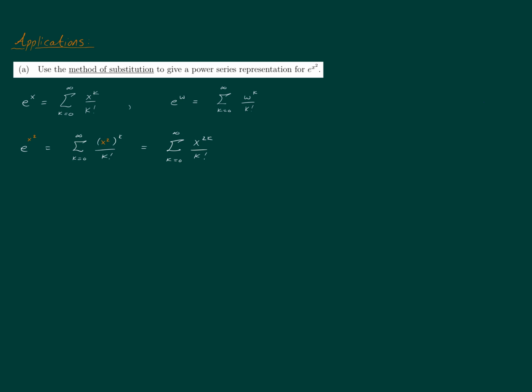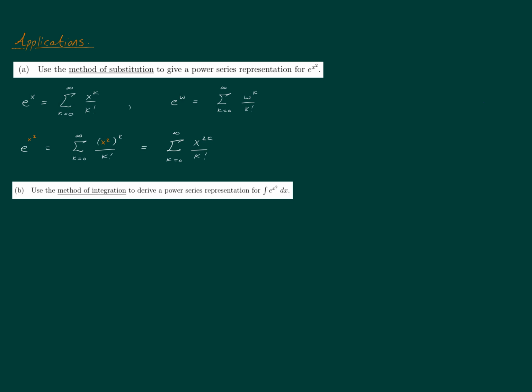Okay, so the second part, part B, is to use the method of integration to derive a power series representation for this integral of e to the x squared dx. So let's go ahead and do that. The integral of the sum of x to the 2k over k factorial, k goes from 0 to infinity, dx.